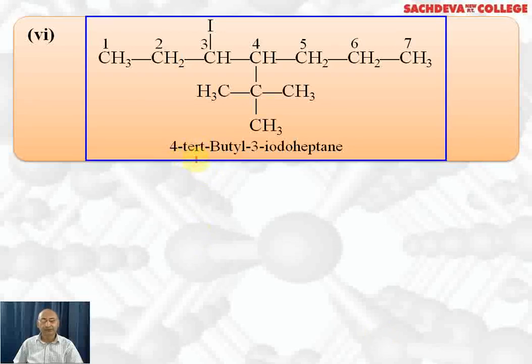Next we want 4-tertiary butyl-3-iodoheptane. Heptane means 7 carbon atoms: 1, 2, 3, 4, 5, 6, 7. 3-iodo means at the third position the iodo group should be present. Fourth, tertiary butyl: this is the tertiary butyl group, which is attached to the fourth carbon atom. We write tertiary butyl first because we count from B, not from T, and iodo will come later. So first butyl, then iodo. This is 4-tertiary butyl-3-iodoheptane. This is the correct structural formula.